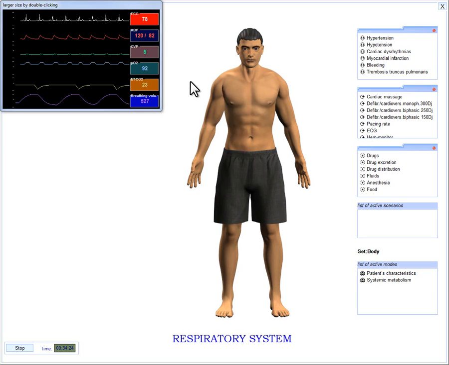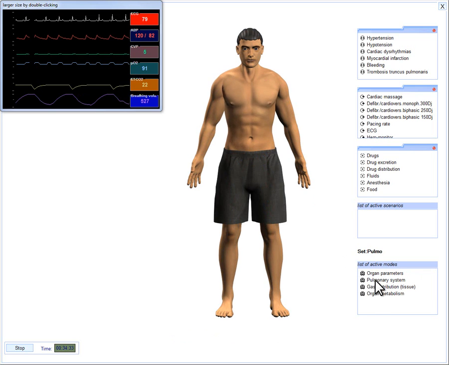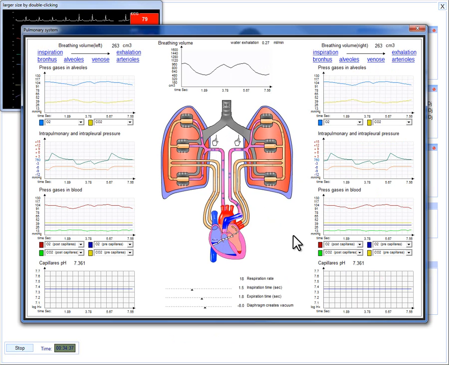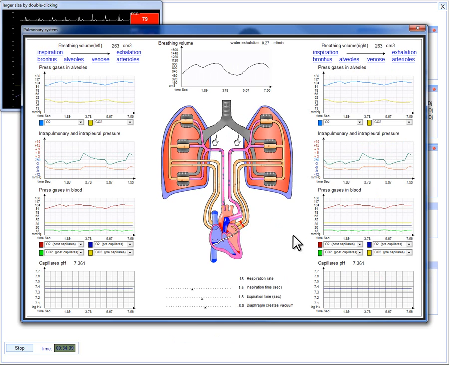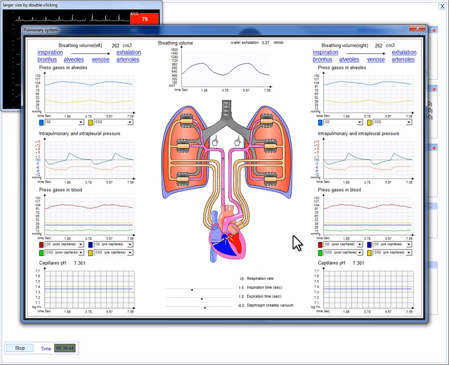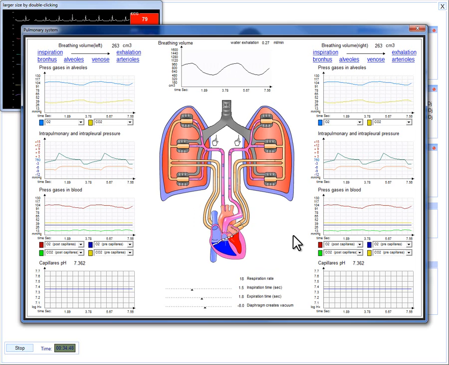This mode is accessible when the lungs are selected from the main menu. The mode demonstrates the respiratory system of our simulator. Lungs are breathing in real time, in full compliance with the actual respiratory mechanics.